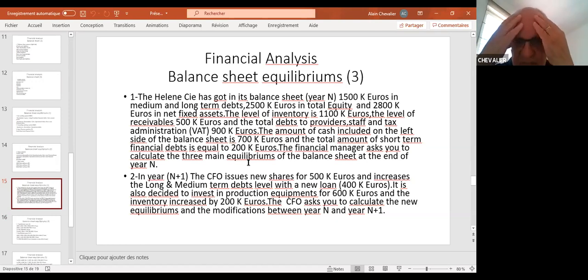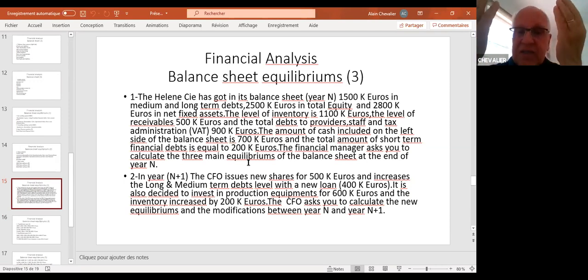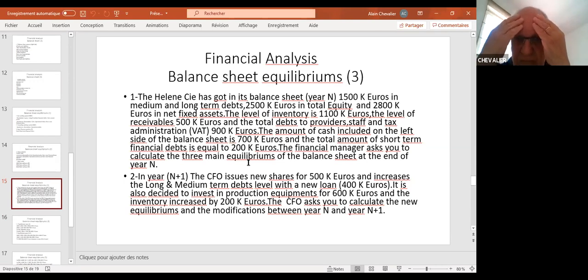And the question is, is the total debt to providers, staff, and tax administration sufficient to finance the inventory and receivables? Or does this level of operation imply and need some more financial resources coming either from the net working capital and/or from the banks?